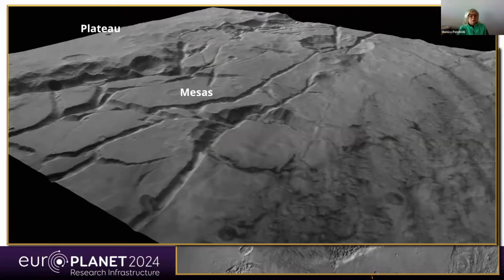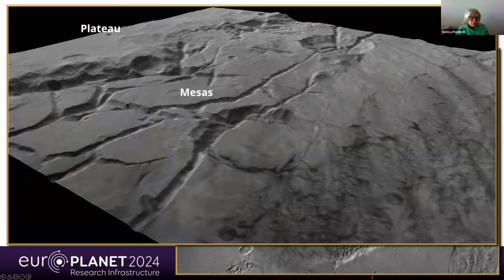Here we have the plateau. This is a perspective view. All the perspective views I will show during this lecture have a vertical exaggeration of 1.5, so they are just slightly vertically exaggerated, not to lose too much of the reality, so to say, but to emphasize the contacts and the stuff.